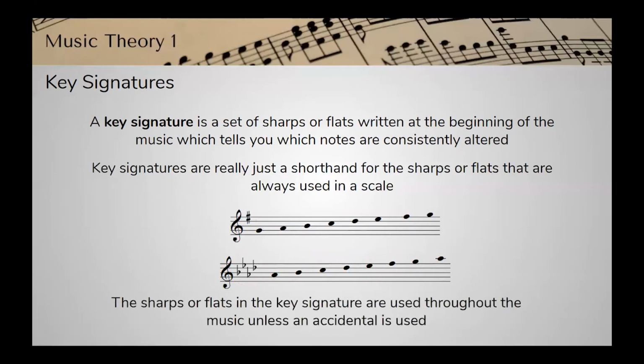All right, so the sharps and flats in the key signature are used throughout the music unless an accidental is used. So if you have a natural in front of something that is normally sharped, you just play the natural. If you have a natural in front of something that is normally flatted, you just make it a natural. If you have a sharp in front of something that's normally flatted, you play the sharp. You don't raise it a half step from what it would be in the key signature. That would be way too confusing. So you just follow the accidental and do what it says.